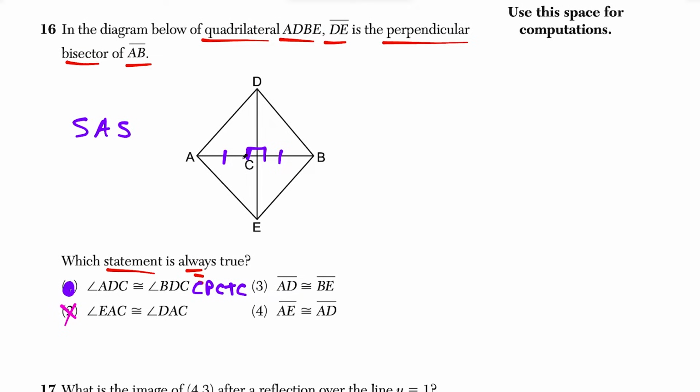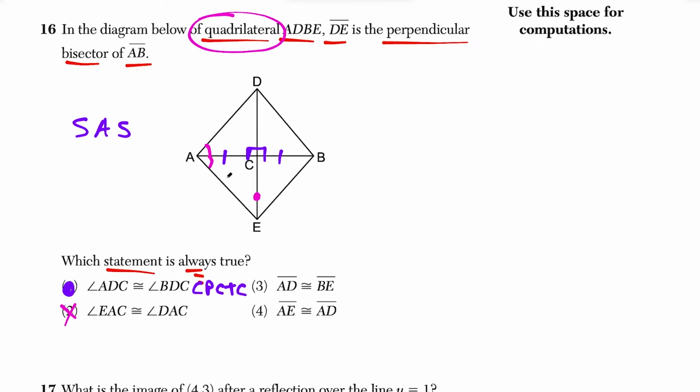So angle EAC, so that's this angle over here, is congruent to angle DAC. Well, notice that they told us that ADBE is a quadrilateral. They didn't say that it's a parallelogram or a rhombus or a square. They just said quadrilateral. So that means if we wanted to, we could move this point E, we could move it up.